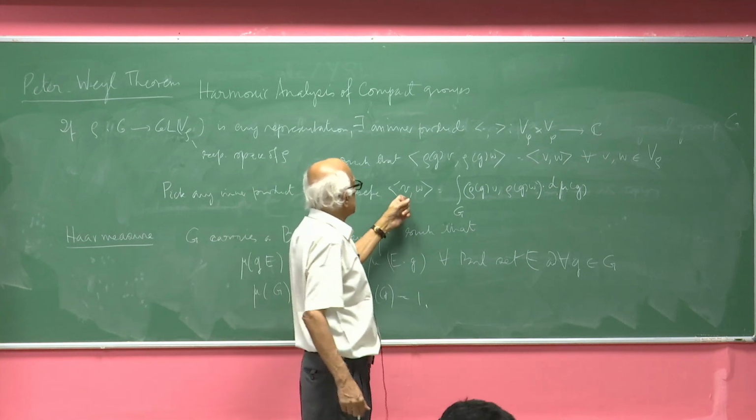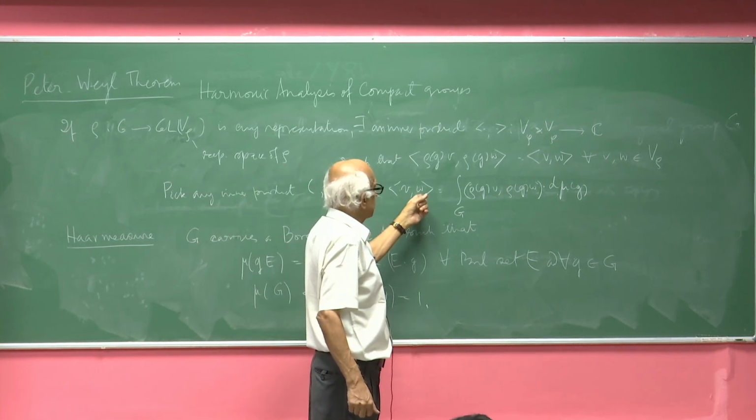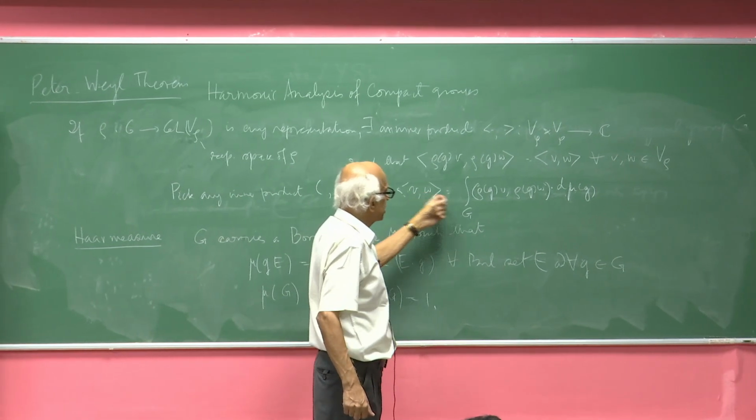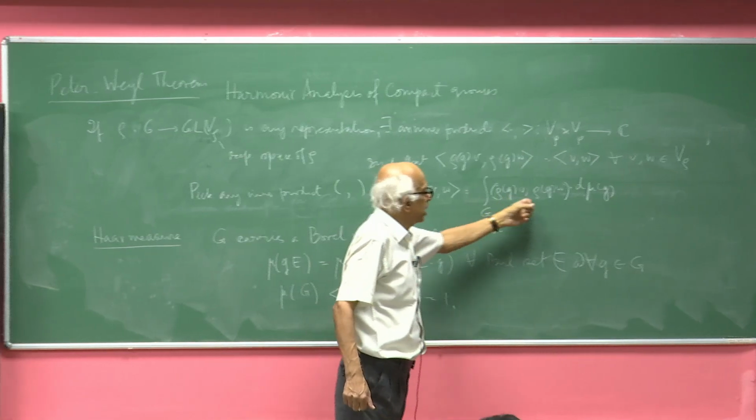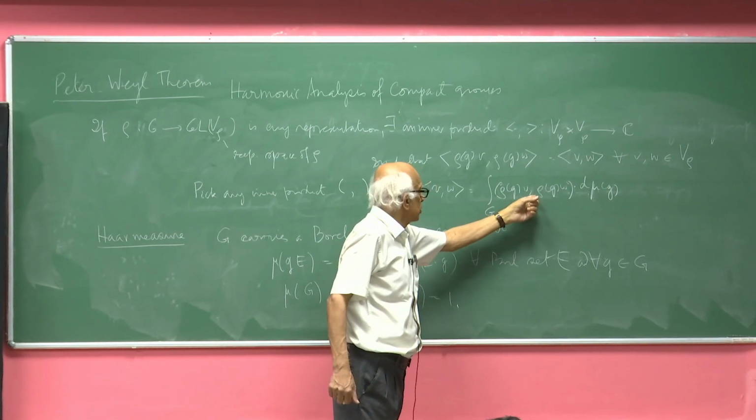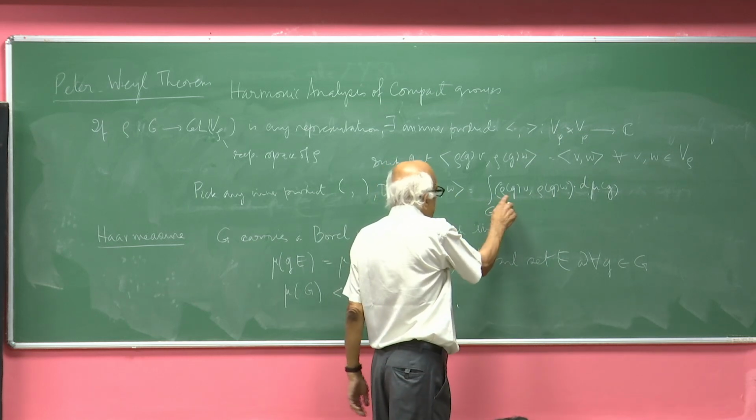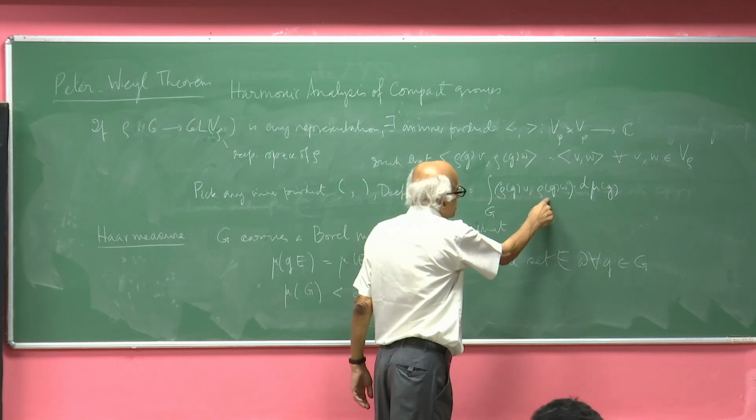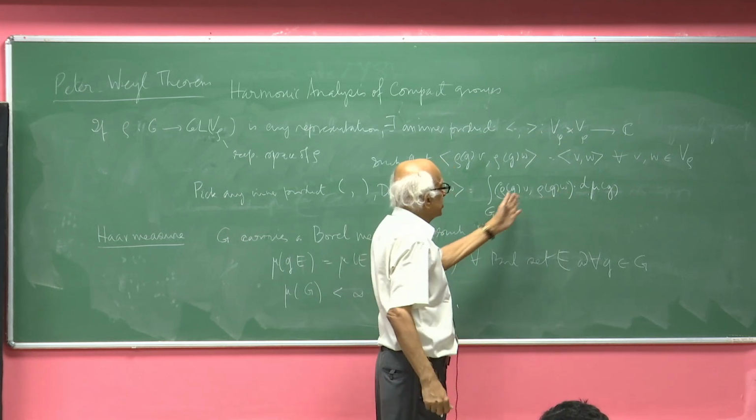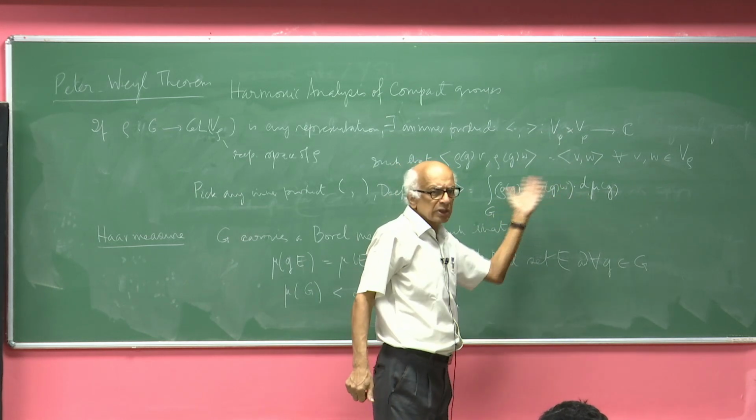All that you do is you apply rho(h) to v and w here, that puts in rho(hg), sorry, that gives you rho(g) rho(h)v and rho(g) rho(h)w, and then use the invariance of the Haar measure and you're done.